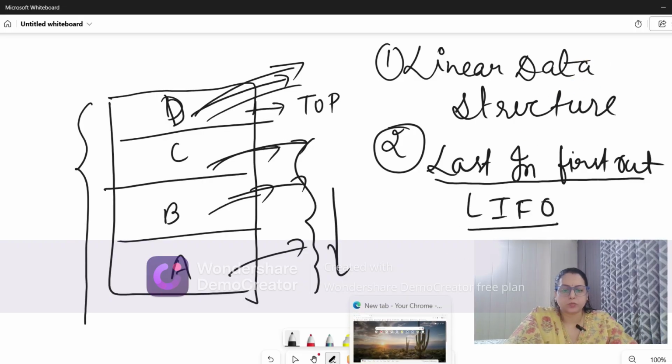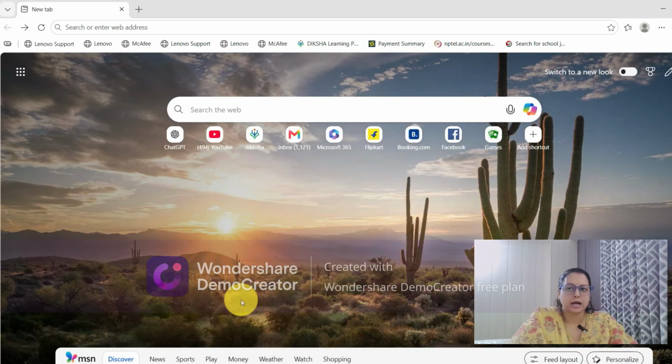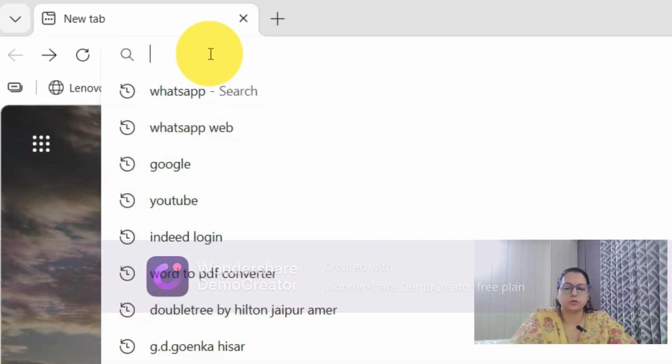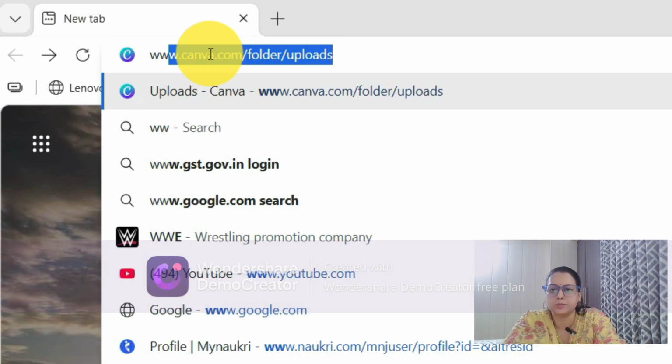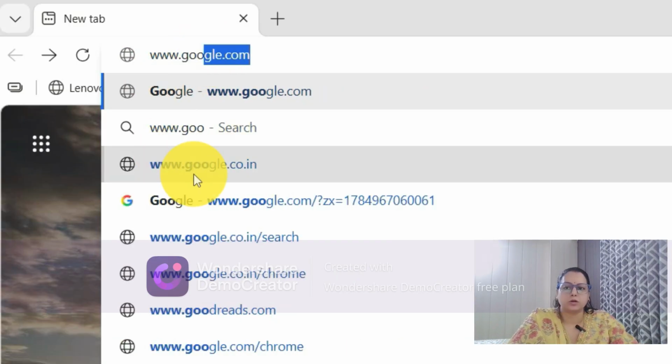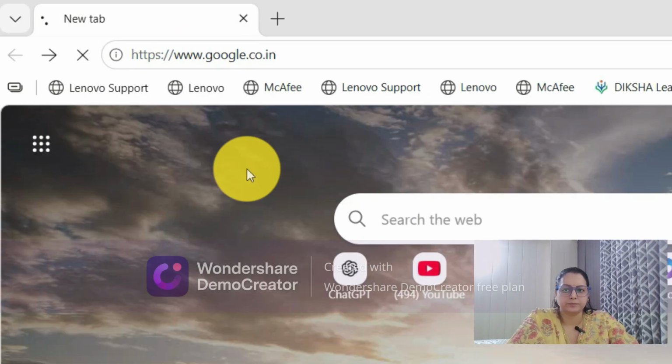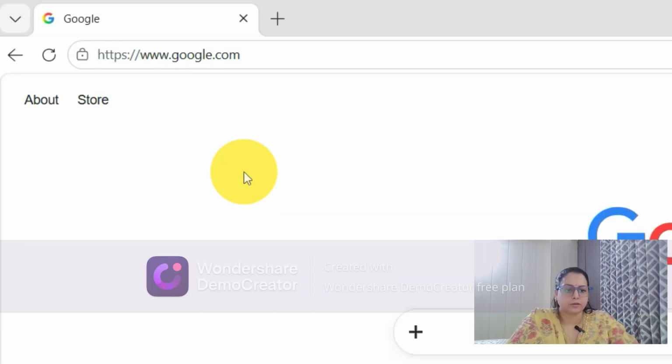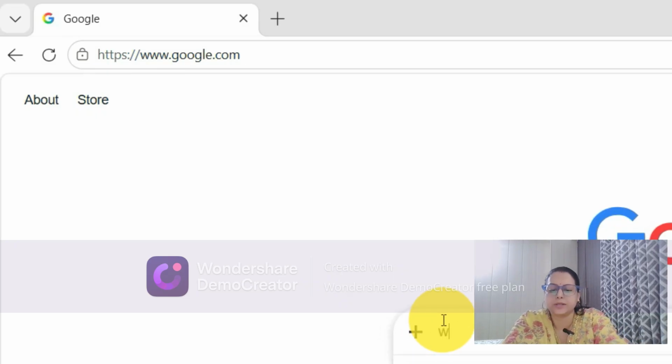Okay, suppose we have opened this browser. The Edge browser is installed over here. Now we are opening this. After opening, suppose we have to go to Google. Now we are typing www.google.co.in. Okay, we have reached the Google page. This is our interface for Google. Here we are typing Wikipedia.